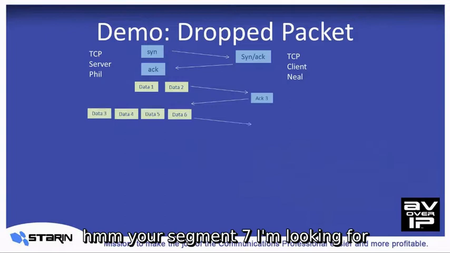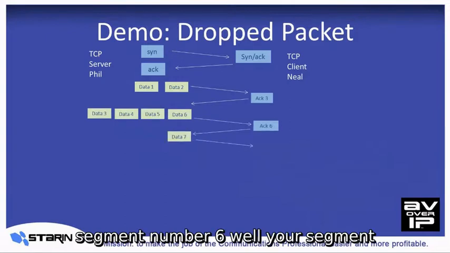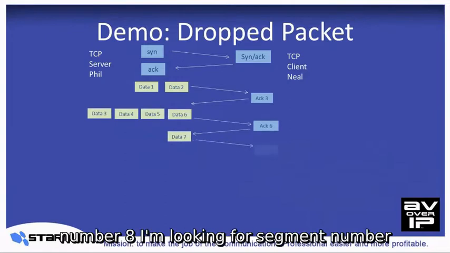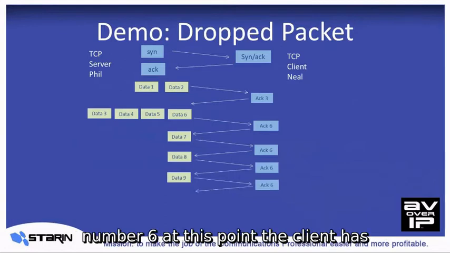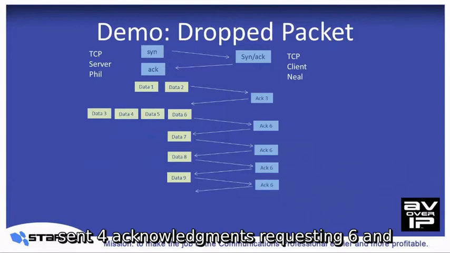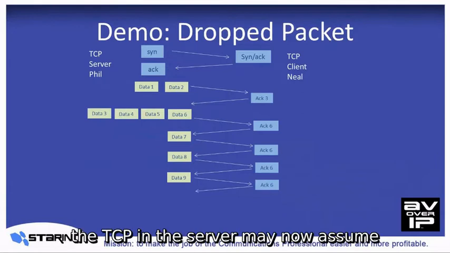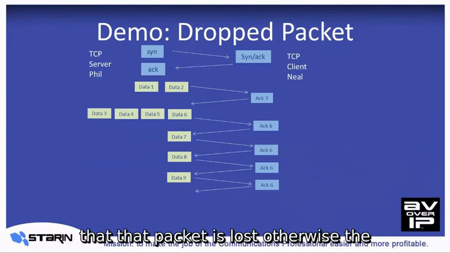Here's segment 7. I'm looking for segment number 6. Well, here's segment number 8. I'm looking for segment number 6. Here's segment 9. I'm looking for segment number 6. At this point, the client has sent 4 acknowledgments requesting 6. And the TCP in the server may now assume that that packet is lost.